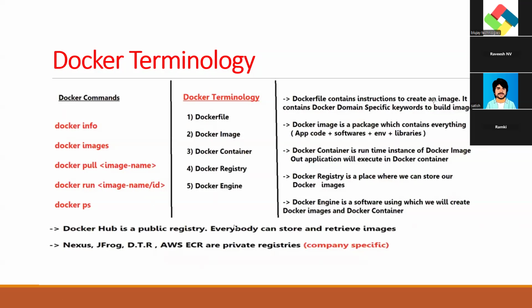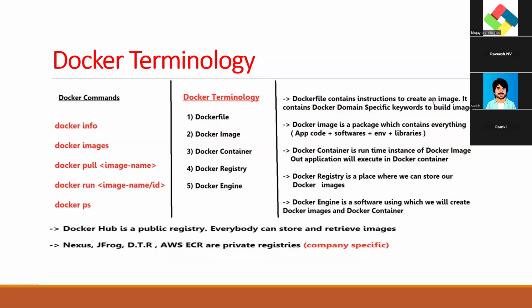So a Dockerfile contains instructions to create an image. It contains Docker domain specific keywords to build the image. A Docker image is the package which contains everything: app code, software, environment, and libraries.